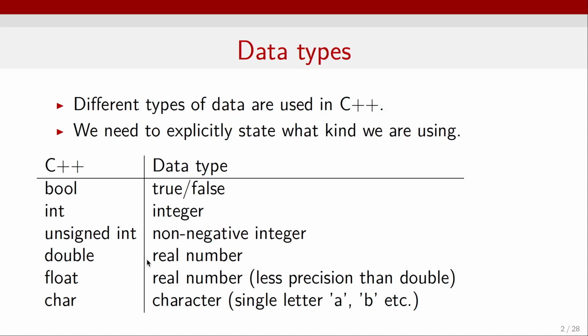A double is a real number. And a float is again a real number, but with less precision. So a double is accurate to about 16 decimal digits, and a float is accurate to about 8 digits. And a char is a character. That's a single letter, like A, B, C, D, and so on.